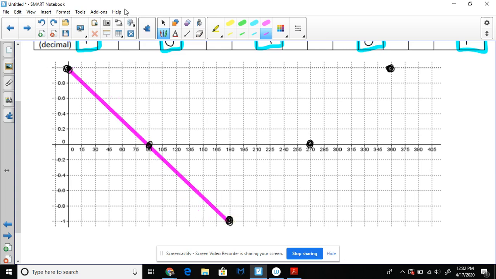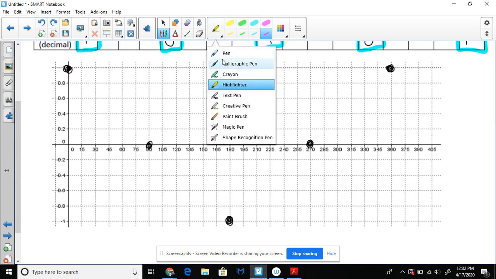All the way, oh, come on. Here, I'll just change my pen to a regular color.